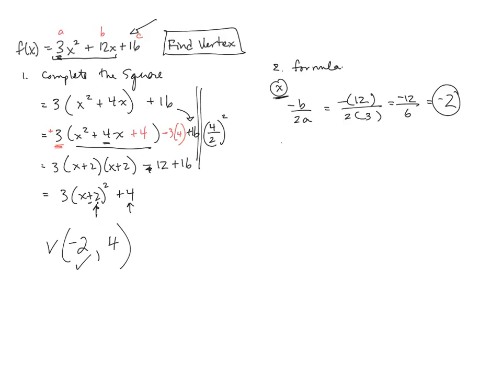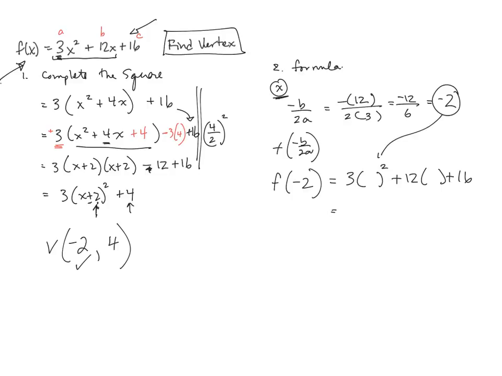Then what you do is you find the value of the function when you plug in what you just got. In other words, I'm going to find the value of the original function when I plug in a negative 2 for x. So it's going to be 3 times something squared plus 12 times something plus 16. Now I'll take that negative 2 and plug it in both spots there. So it'd be 3 times negative 2 squared plus 12 times negative 2 plus 16.